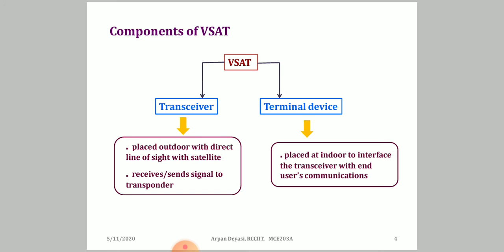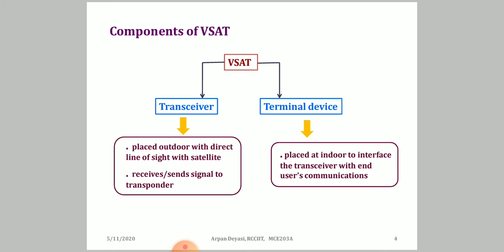And terminal devices are generally placed indoors because your PCs and laptops are placed indoors to interface with the transceiver for end user communication. So that's the terminal devices. So these are the two major components that are required for the classification of the VSAT.